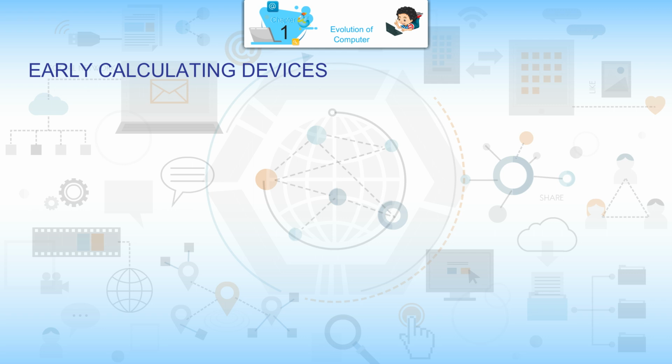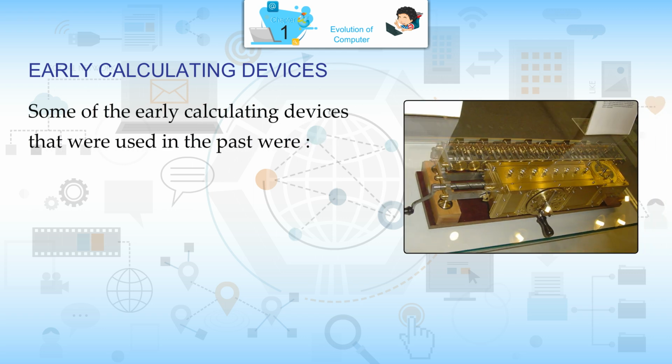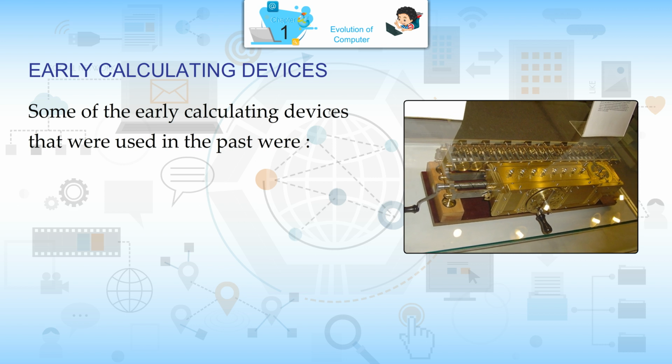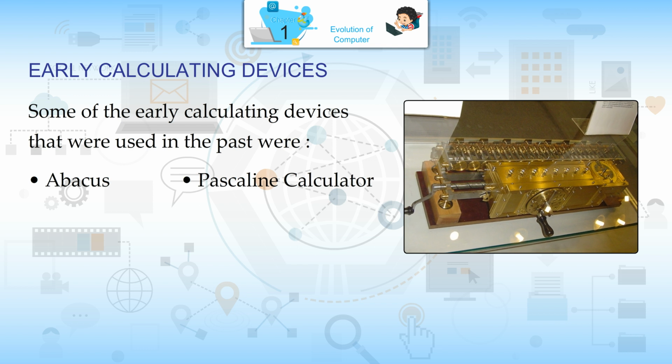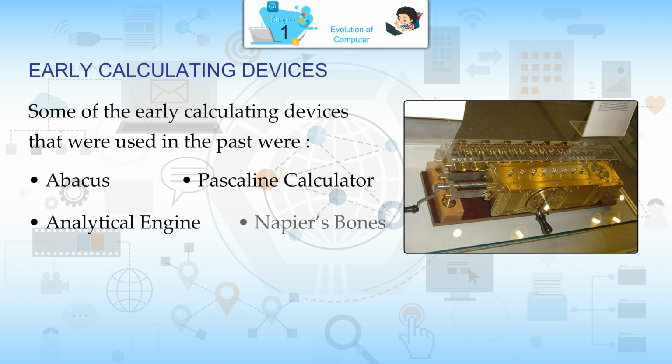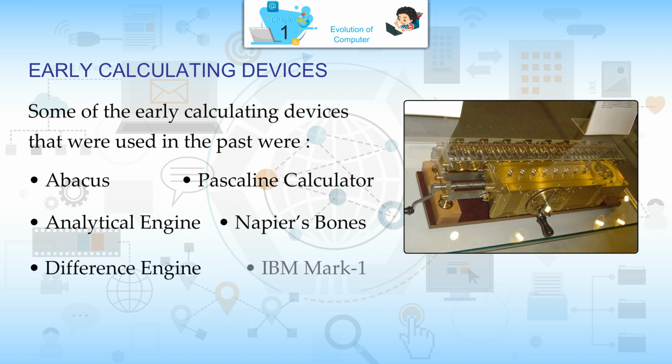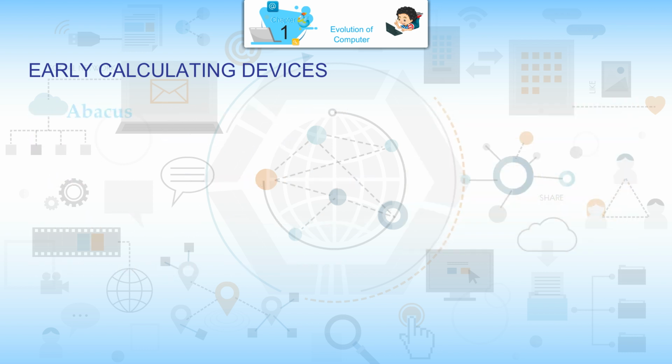Early calculating devices. Some of the early calculating devices that were used were the abacus, Pascaline calculator, analytical engine, Napier bones, difference engine, and IBM Mark I.